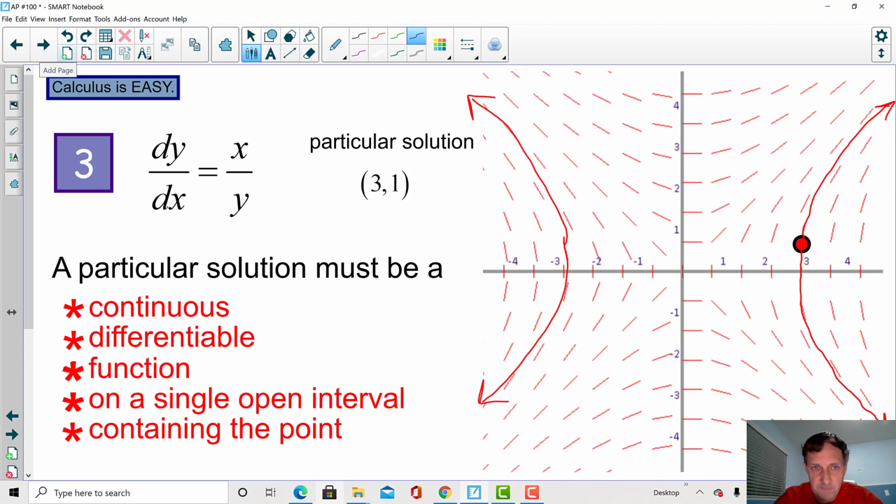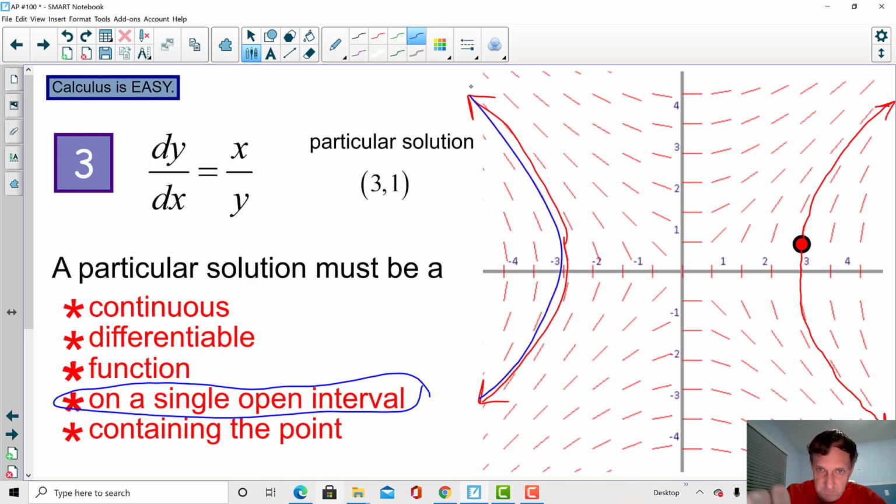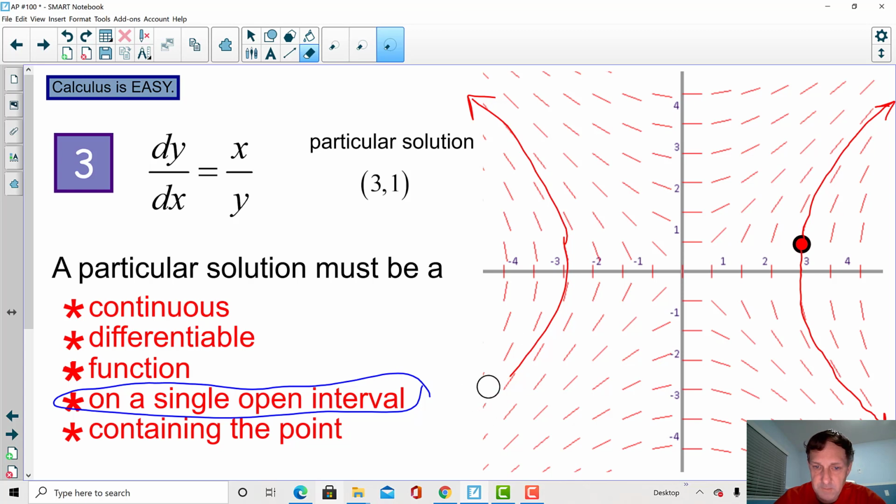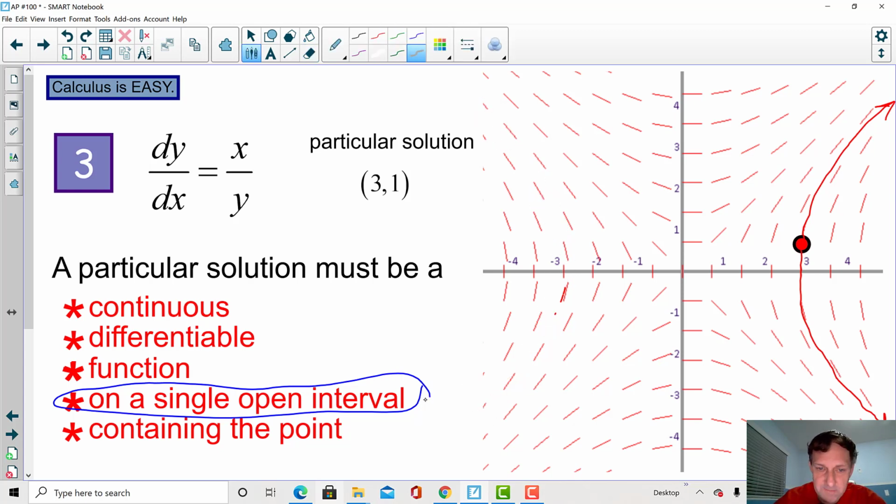Now, this would not work for a particular solution for a lot of different reasons. One of them is it has to be drawn on a single open interval. And this one is drawn on two separate intervals. So that can't happen. So what if we erase the left side of the hyperbola? Would this be acceptable? Well, we now have a check mark for that one. And the reason why I chose the right side and not the left side is because it must contain this point. So we can also put a check mark for that one. The function that we currently have is drawn on a single open interval that contains that point.